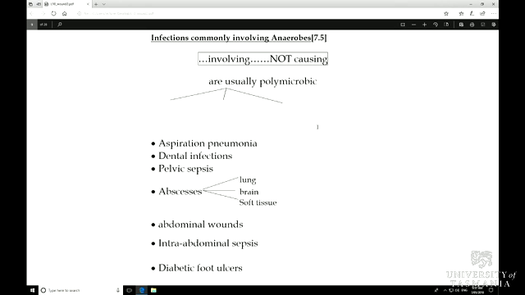And rather than being a pneumonia like we normally see where it's quite diffuse, this is really an abscess in your lung caused by mouth flora. I wonder which kind of patient group is most at risk of aspiration pneumonia.